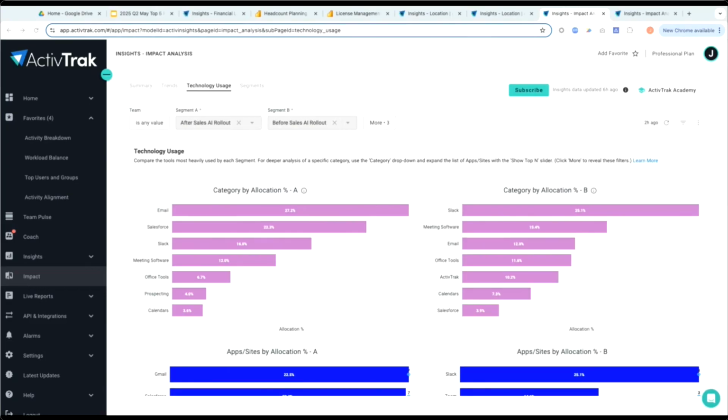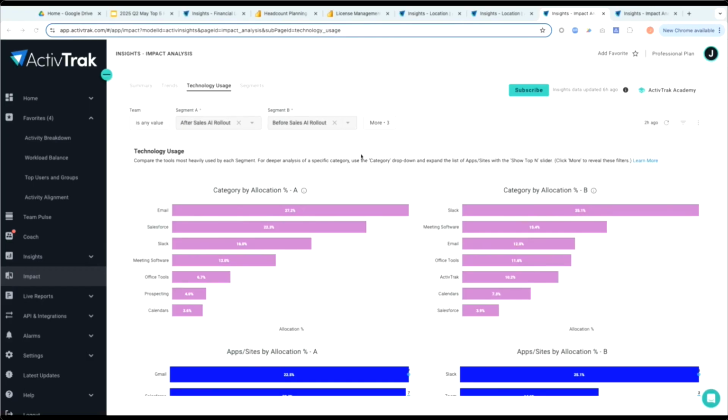What this feature allows you to do is define segments of people, timeframes, and locations, and even days of the week to compare against each other. So what we did here is we defined a segment that analyzes utilization of different technology types and categories before the AI was rolled out, and another one after. So we can compare the before and after, and the impact of this AI rollout for the sales team specifically in this particular organization.